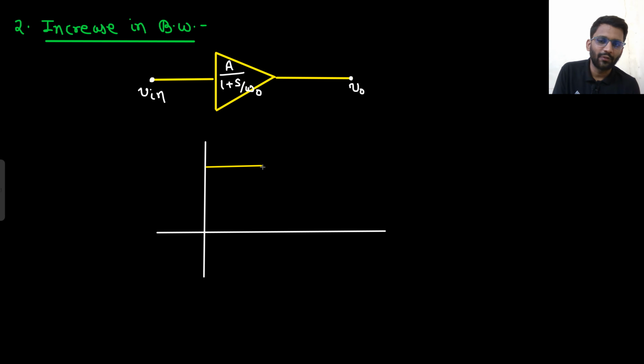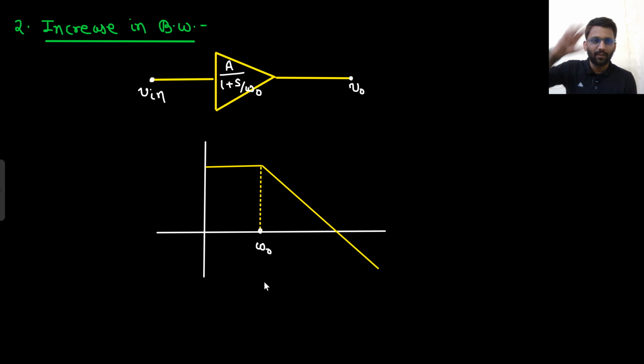So this gives you a gain of A till omega naught frequency. After that the gain decreases. So this is what I told you when we were studying frequency response. Coupling capacitor happens at low frequency. At low frequency they give the response as high pass filter. Parasitic capacitor takes place at high frequency. At high frequency they give the response as low pass filter. So we are just taking an example that this is our frequency response.